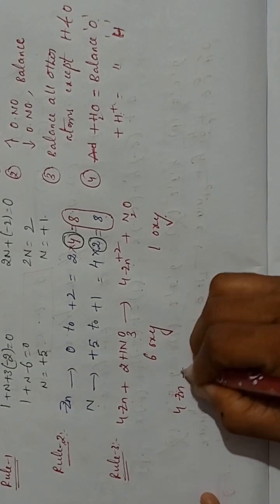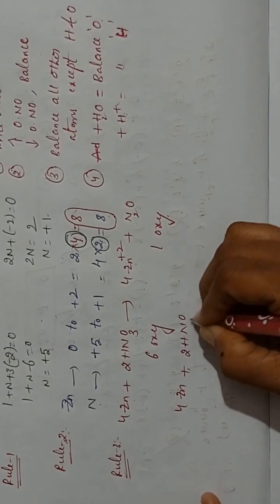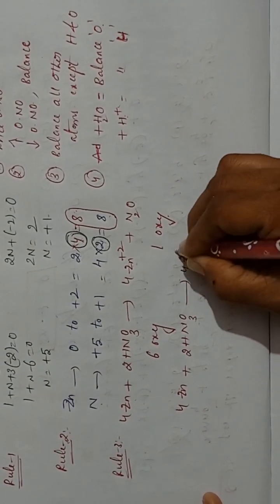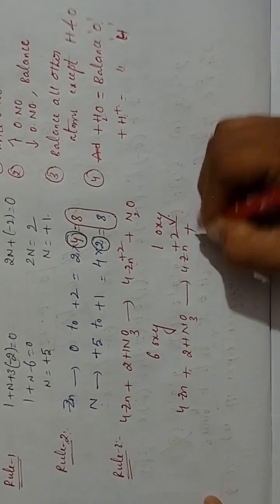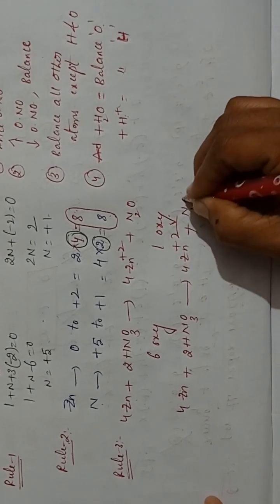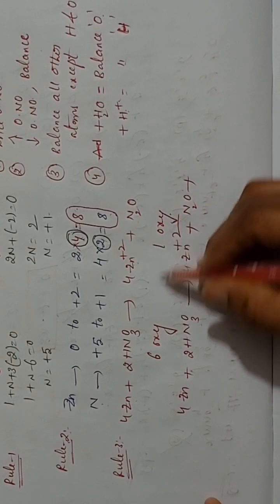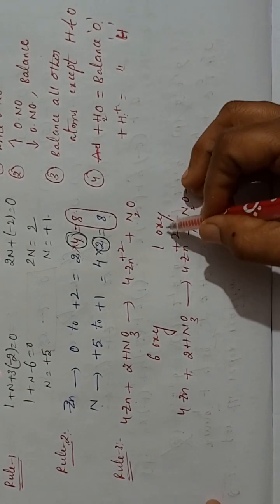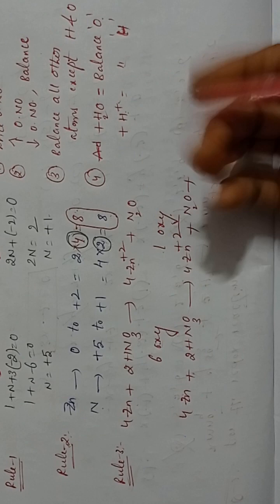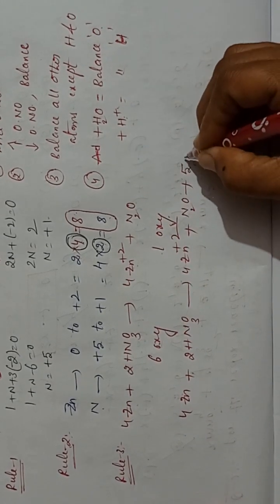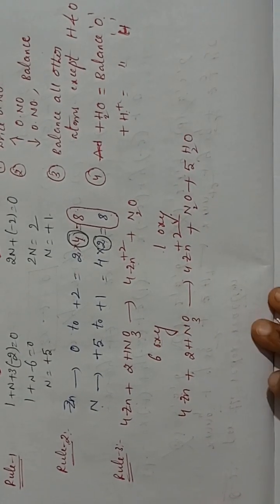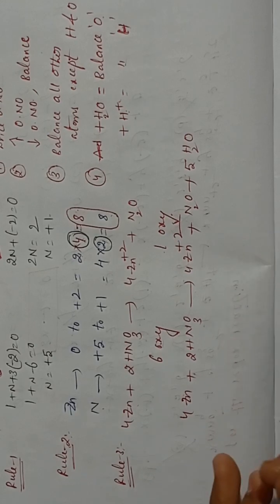So first, oxygen balancing. 2 moles of HNO3 gives rise to 4 moles of Zn2+ plus N2O plus how many water molecules do you have to add, students? Here 6, here 1. 6 minus 1 is 5. So 5 water molecules should be added. Clear?